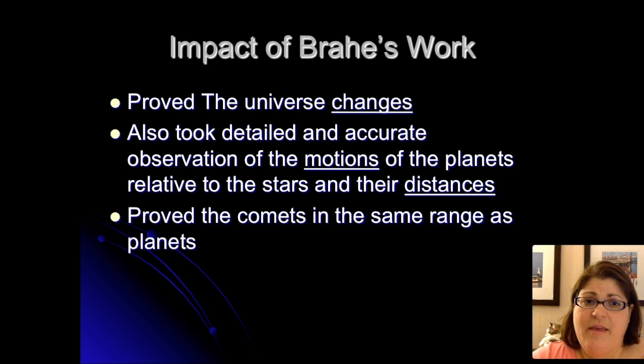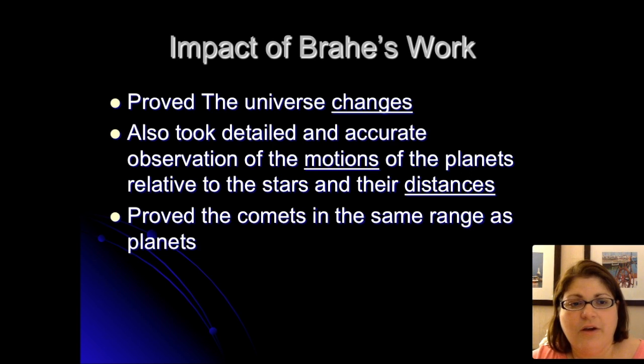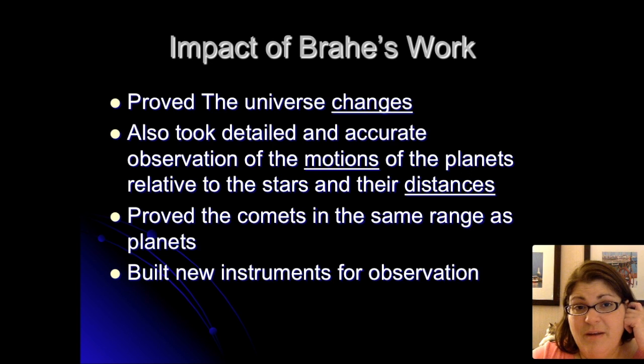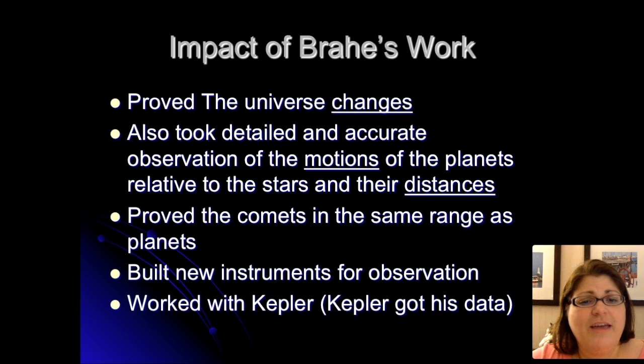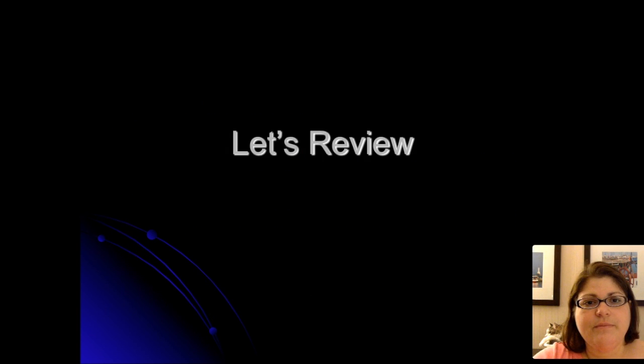As part of that, he showed that comets were close like planets were, as opposed to far like stars. He also made a number of new instruments for observations, and all of the data that he collected about the distances to planets was passed on to his apprentice, or in other words, his employee, Kepler, who worked after him and came up with a lot of really important conclusions about orbital motion. Let's take a minute and review parallax.